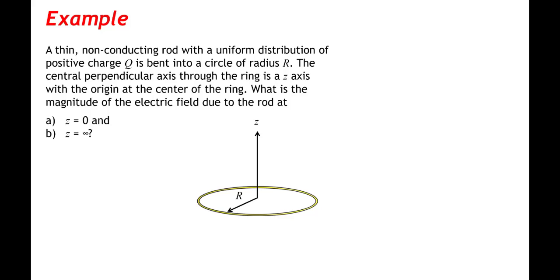A thin, non-conducting rod with a uniform distribution of positive charge Q is bent into a circle of radius r to make a ring. The central perpendicular axis through the ring is a z-axis with the origin at the center of the ring. What is the magnitude of the electric field due to the rod at z equals 0 and z equals infinity?